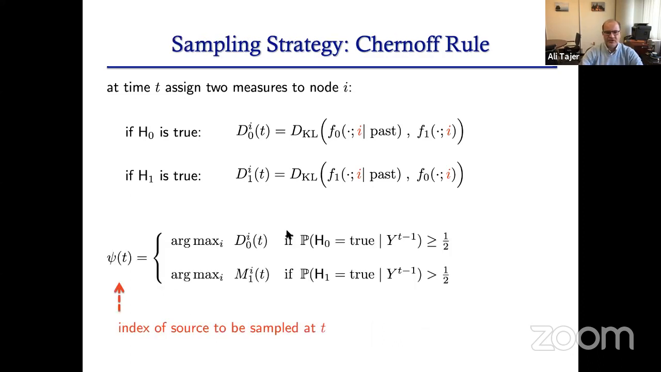And based on that, the way that the Chernoff algorithm suggests working is that we identify the hypothesis that is more likely. If hypothesis H0 is more likely, or in other words, its chance is larger than half, then we select the node for which D_i0 of t is the maximum. So that means that for every node, we have to compute this information measure and pick the node that gives us the highest information measure. And if the other hypothesis is true, we have to select the one with the maximum D_i1 of t.